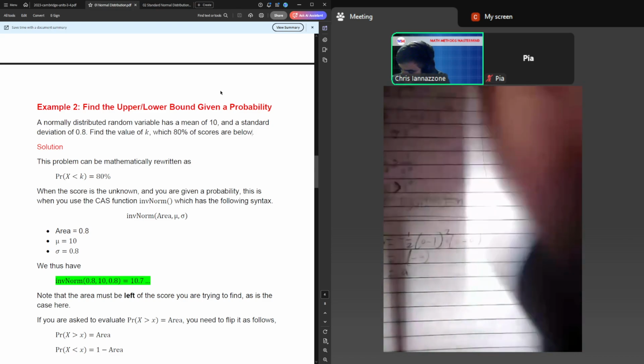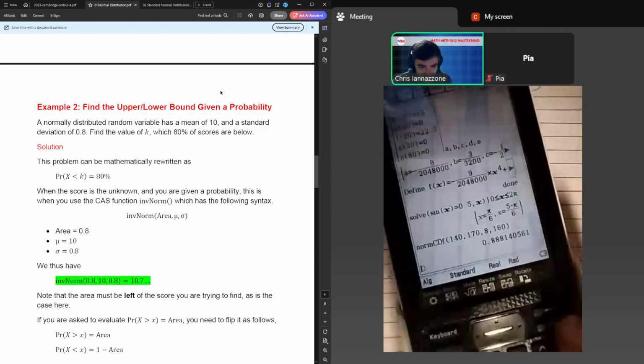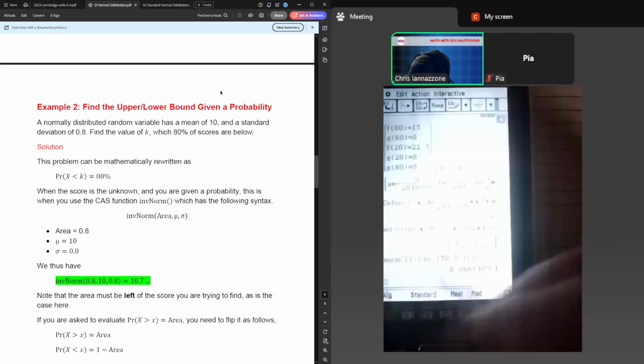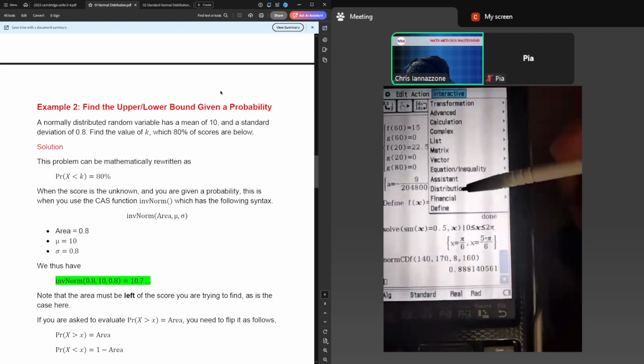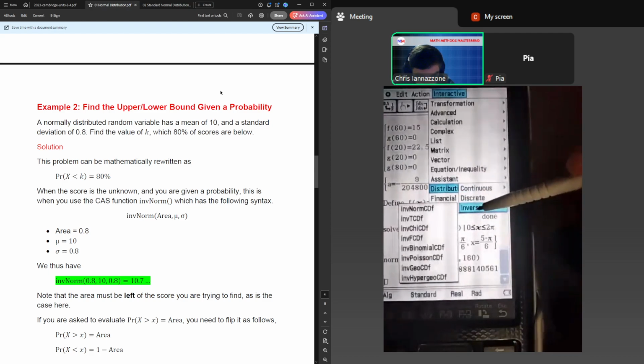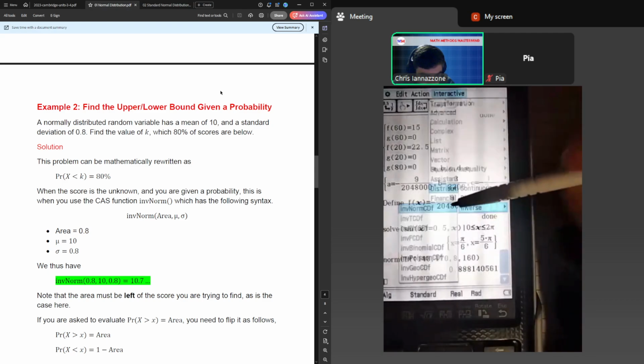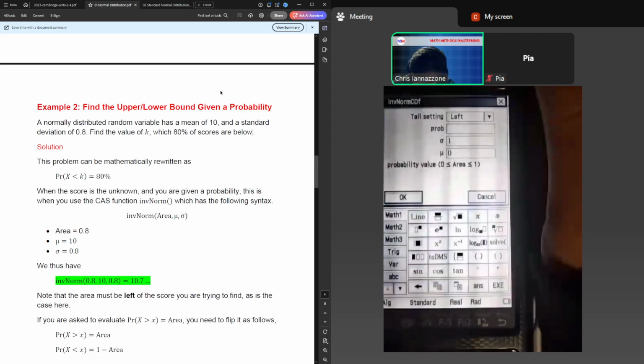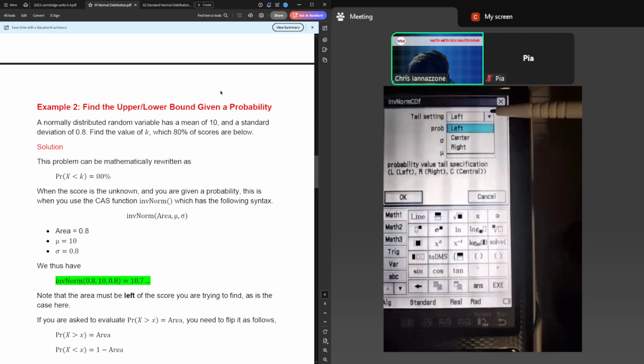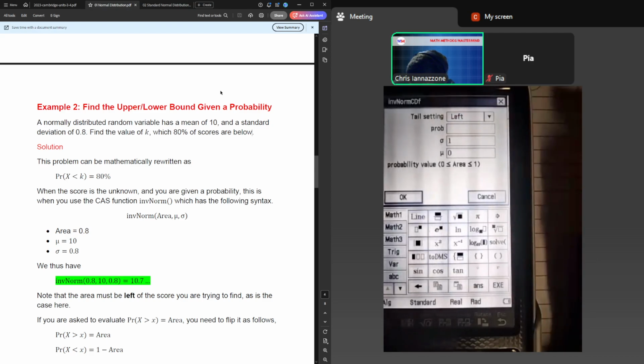Casio, finally, has something better going for it, which is that you can actually pick which direction you're aiming at. It's under inverse, not under continuous or discrete, but inverse, and then it'll be the inv norm CDF. So you click that, and it's the tail setting that you care about here. Whether you're left, right or center. Center is really weird. I don't know what center does, but I know what left and right do. So let's play with that instead.